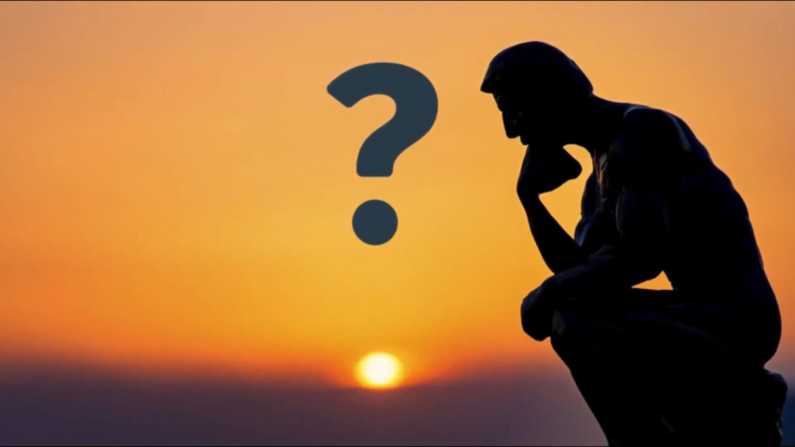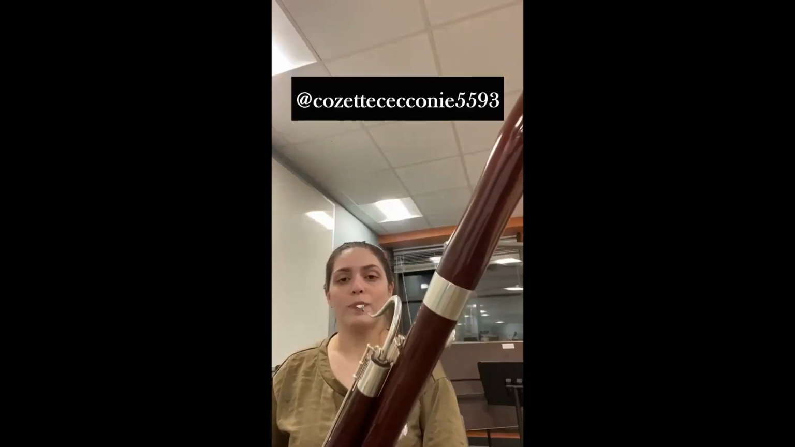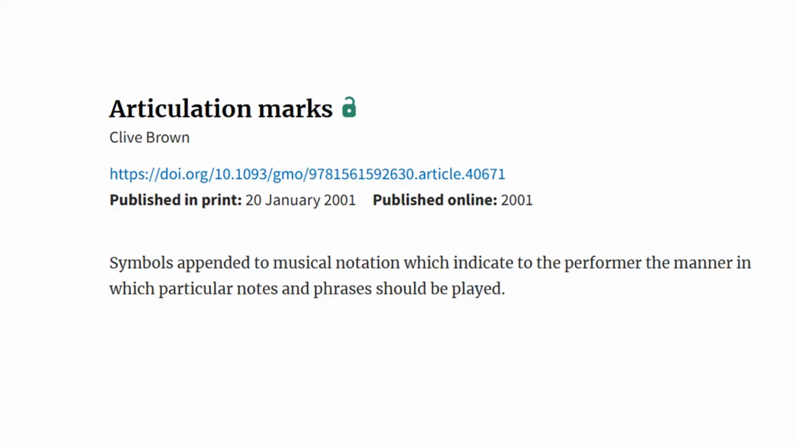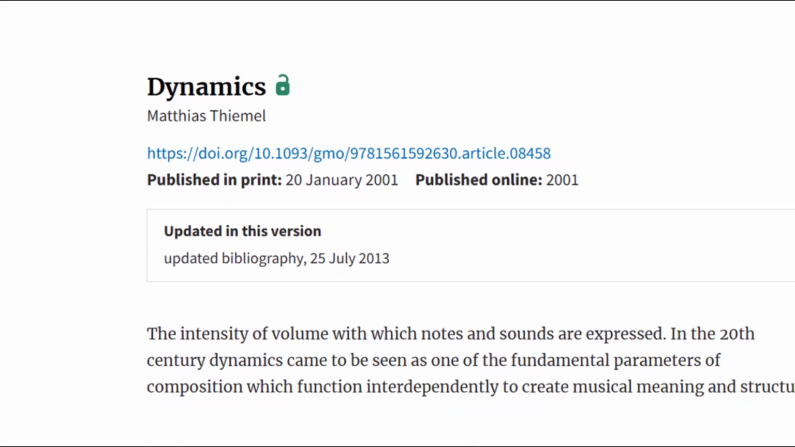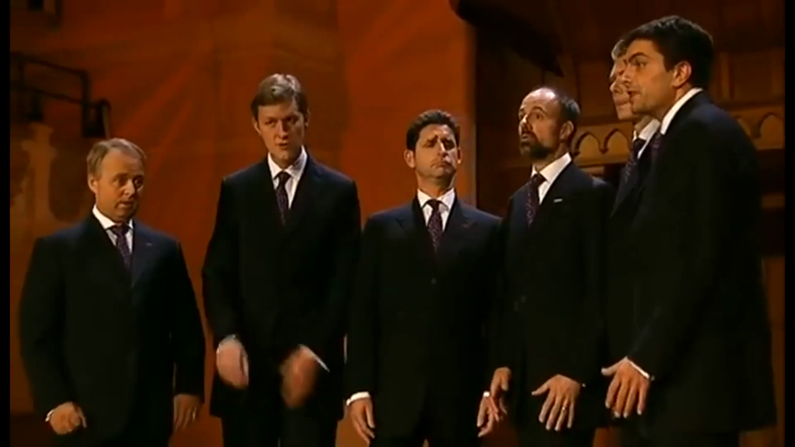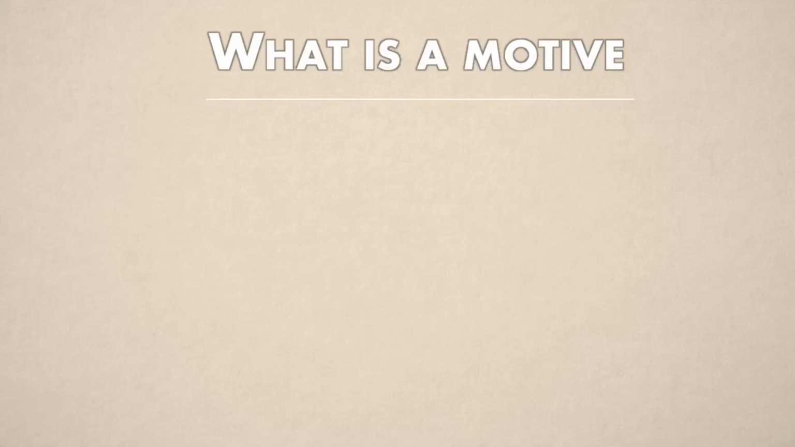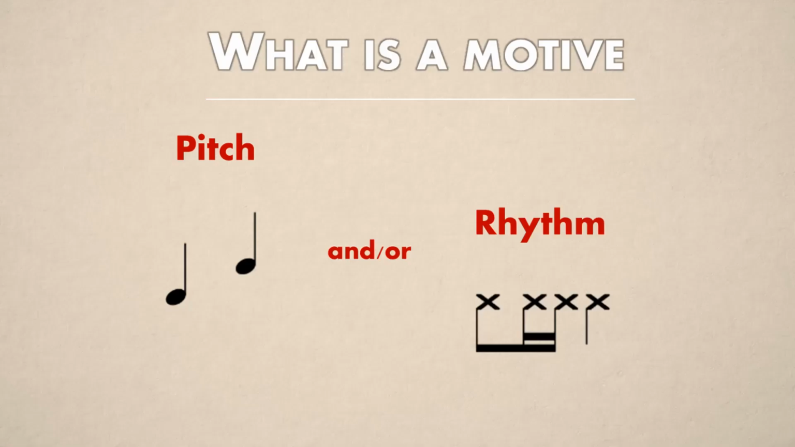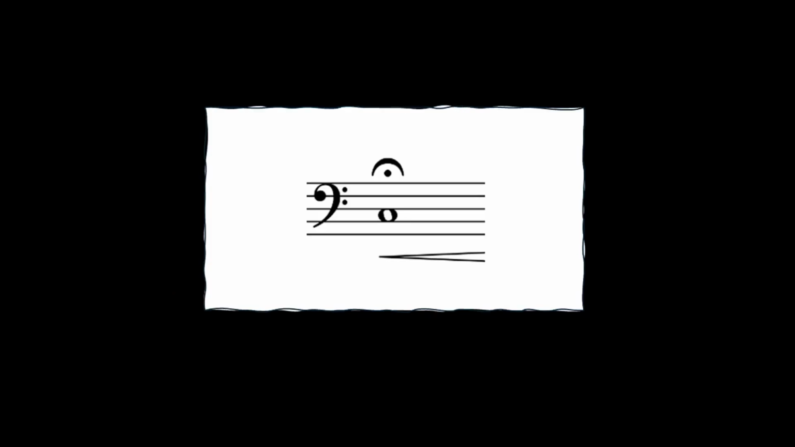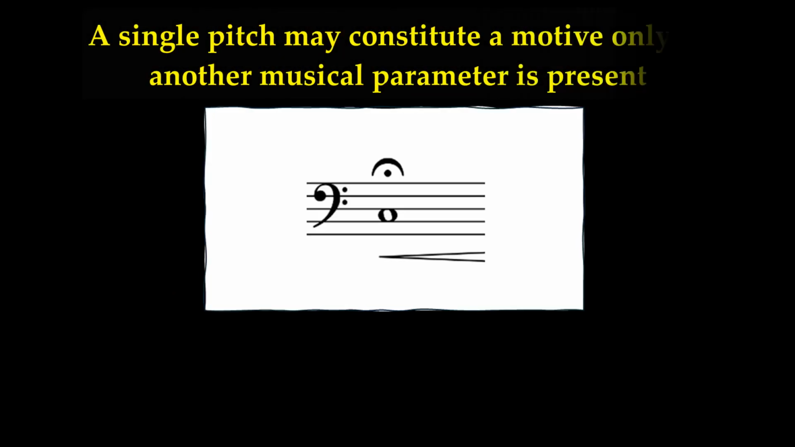According to these principles, almost anything could be considered a motif, from timbre, harmony, articulation, or dynamics. However, in this video, we'll stick to the traditional notion of motif as an intervallic or rhythmic shape. In both cases, at least two musical events are required in order to form a motif.